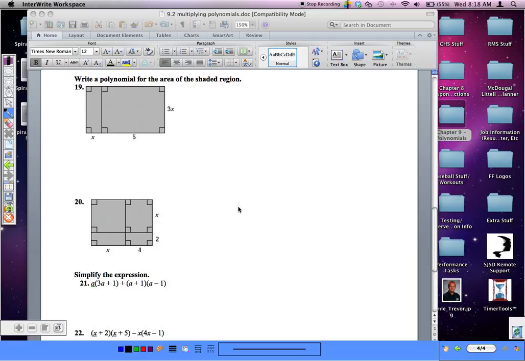How do we find the area of a rectangle? We multiply what times what? Length times width. So I've got to do length times width here, here, here, and here. And if I'm finding the area of the whole shaded region, what am I going to have to do to each of these rectangles' areas?